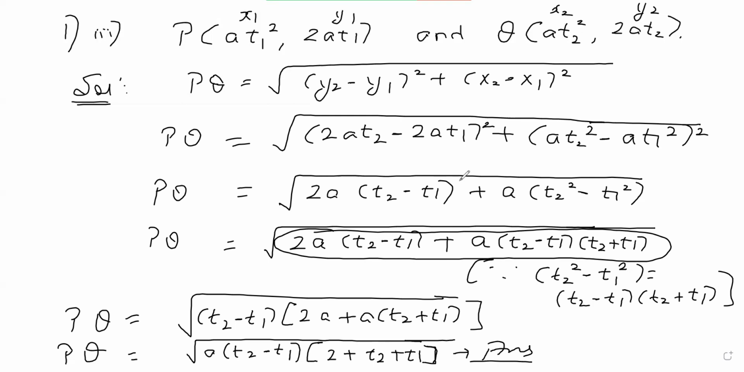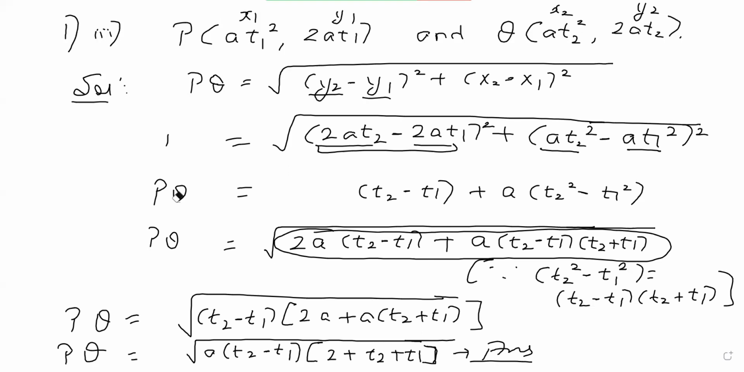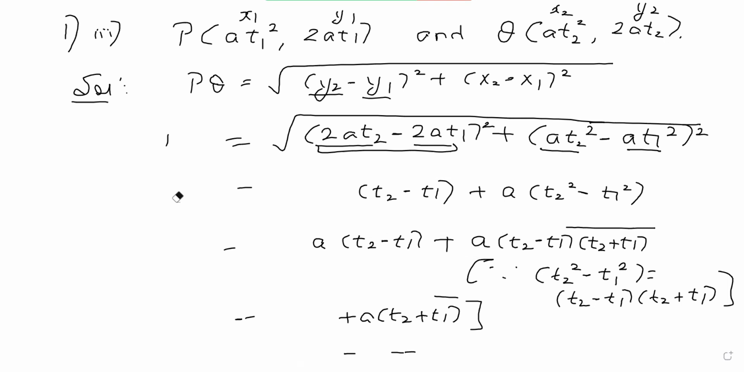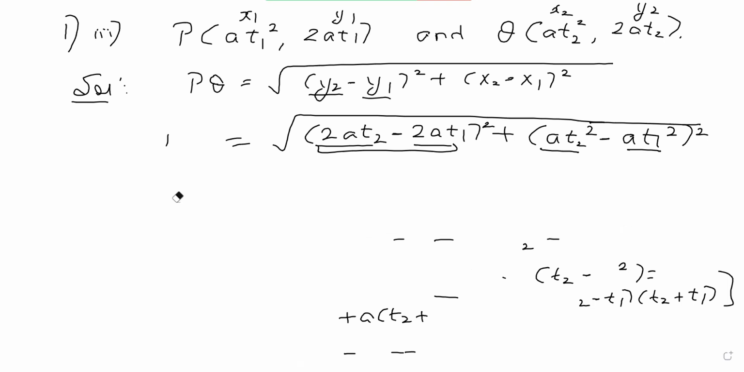So y2 is this, y1 is this whole square. I forgot to put the square on the top. x2 is this, x1 is this, again squared up. So if I take 2a common here, it's within the square, so it's going to be 4a square. This is going to be 4a square. Let me solve this again from here. In order to give perfect clarity to all students, let me solve this problem again.